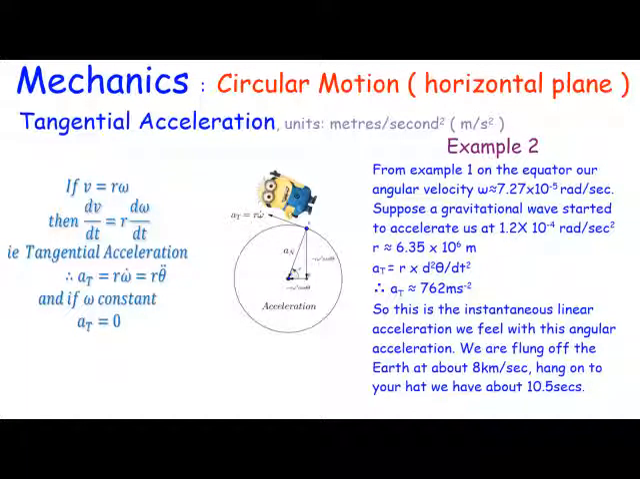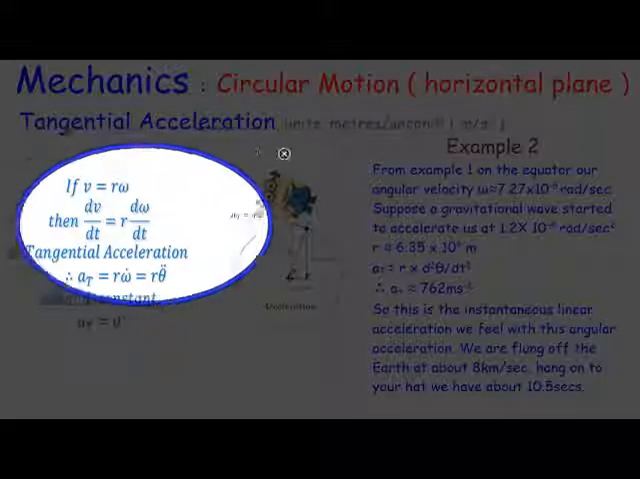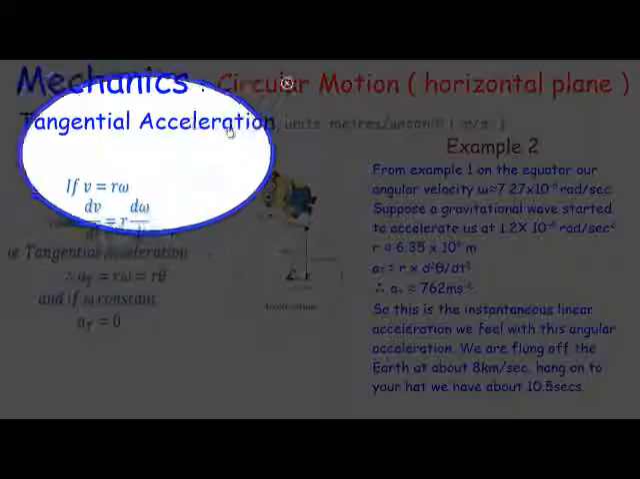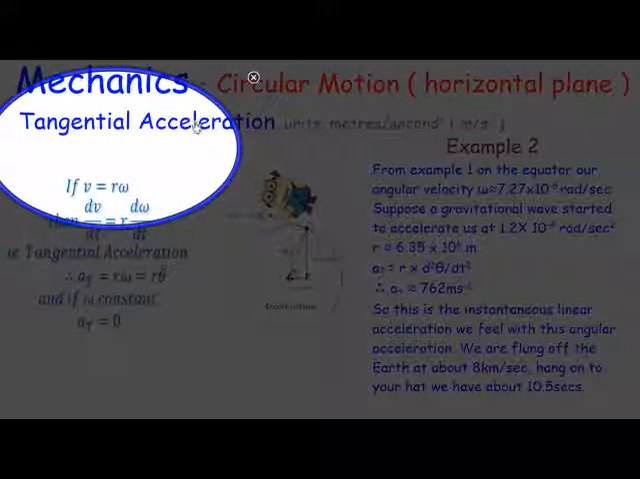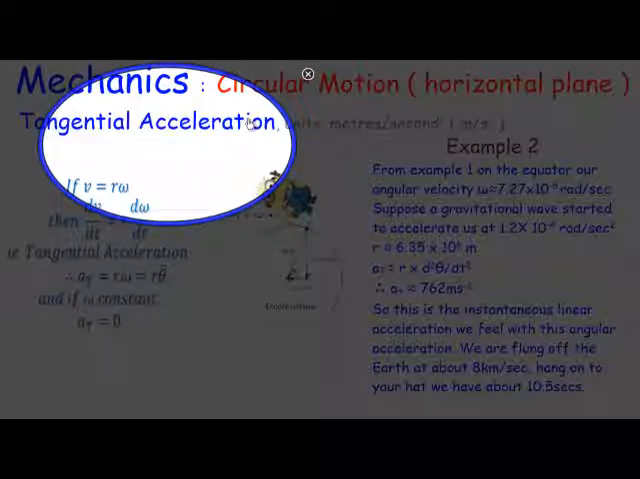Okay, tangential acceleration. So we're going to have a look at tangential acceleration. Okay, well, I've drawn the circle again. I sometimes find that these circles can be a bit tricky to draw. So what are we going to look at? Well, acceleration. There's different types of acceleration. First of all, we're going to look at what's called tangential acceleration. We can actually have angular acceleration as well.